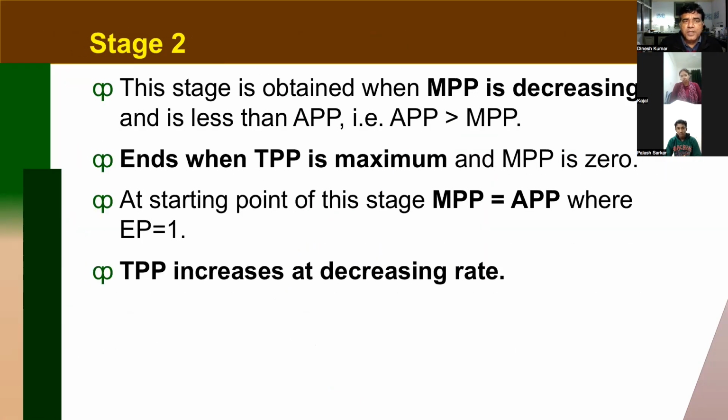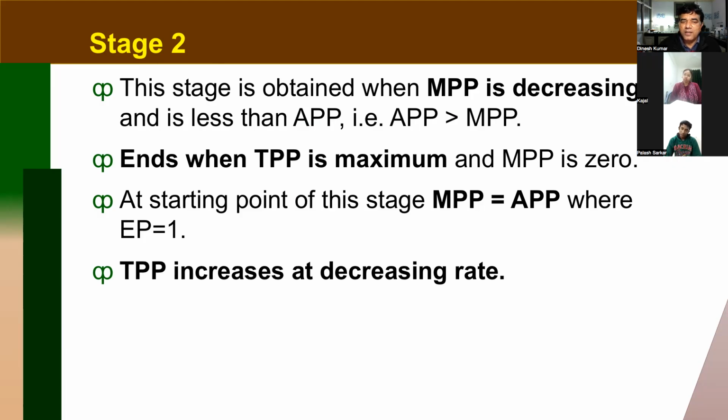Now stage 2 is obtained when MP is decreasing. MP starts falling and is less than AP. AP is more than MP, or you can say MP is less than AP. So in this stage, AP is more than MP. It ends when TP is maximum and MP is 0.